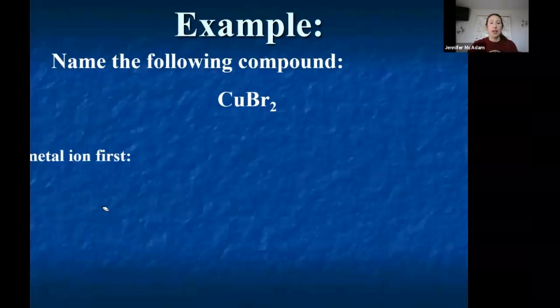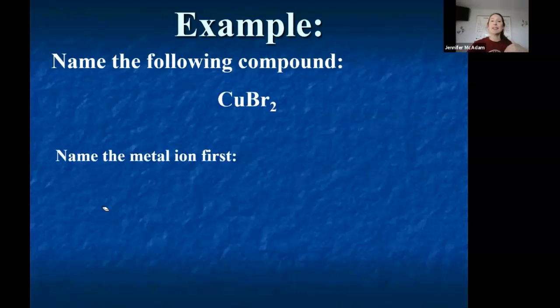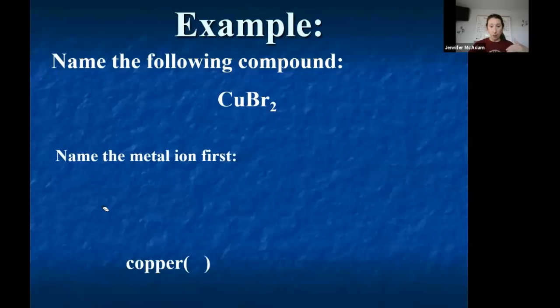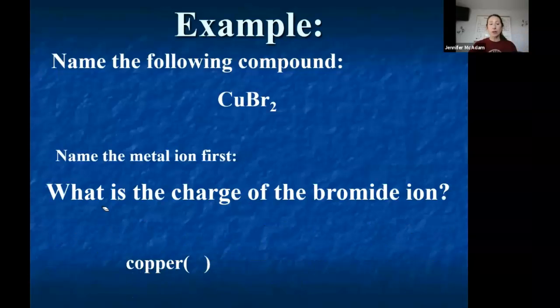How do you know the charges? It's like if you don't know the word in a sentence, you use the context of it. It's the same thing in chemistry. So we name the metal ion first, which is copper. But how do we know the charge of copper? Well, we do know the charge of bromine, right? Bromine is -1 because it's in group 7. And if we look at our algebra way, there are 2 bromines. This has to equal 0. So what must our charge of copper be?